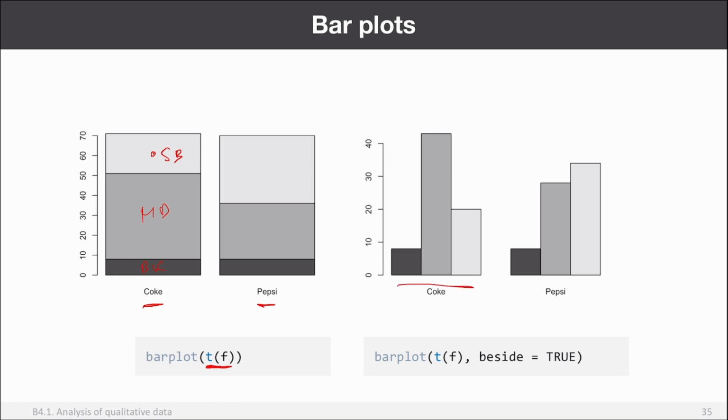And then similar here, you can see that it's just beside. I just add this attribute beside. And then you can see every restaurant as a separate bar. And then we have two sets of bars, one for Coke and one for Pepsi.